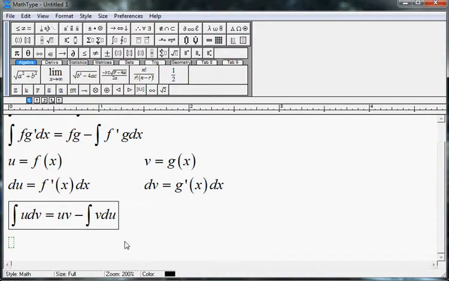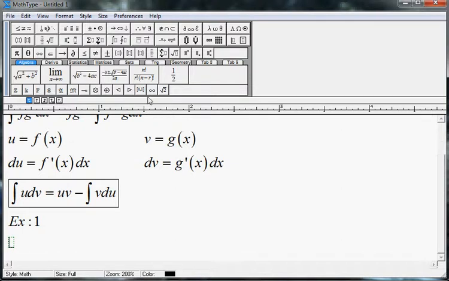So the first one, example 1, it will just be the integral of x times e to the x dx. And actually, I think I'm going to switch it up a little bit and make this a 4. Doesn't matter. It could be x, it could be 16, doesn't matter, just a number.